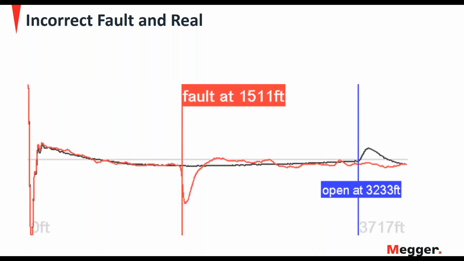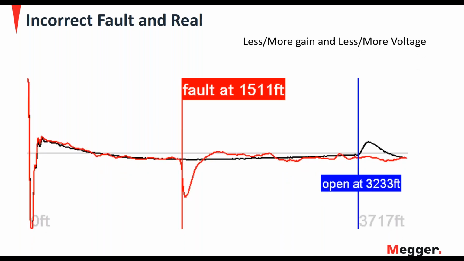And when he got to this, the way he did it was he used a combination of less or more gain and less or more voltage. Those are the two parameters. They're very easy to adjust manually. You can try more or less gain, more or less voltage. And not always, but many times by doing that, you'll get to a fault like this where you can clearly verify that that's a real fault.